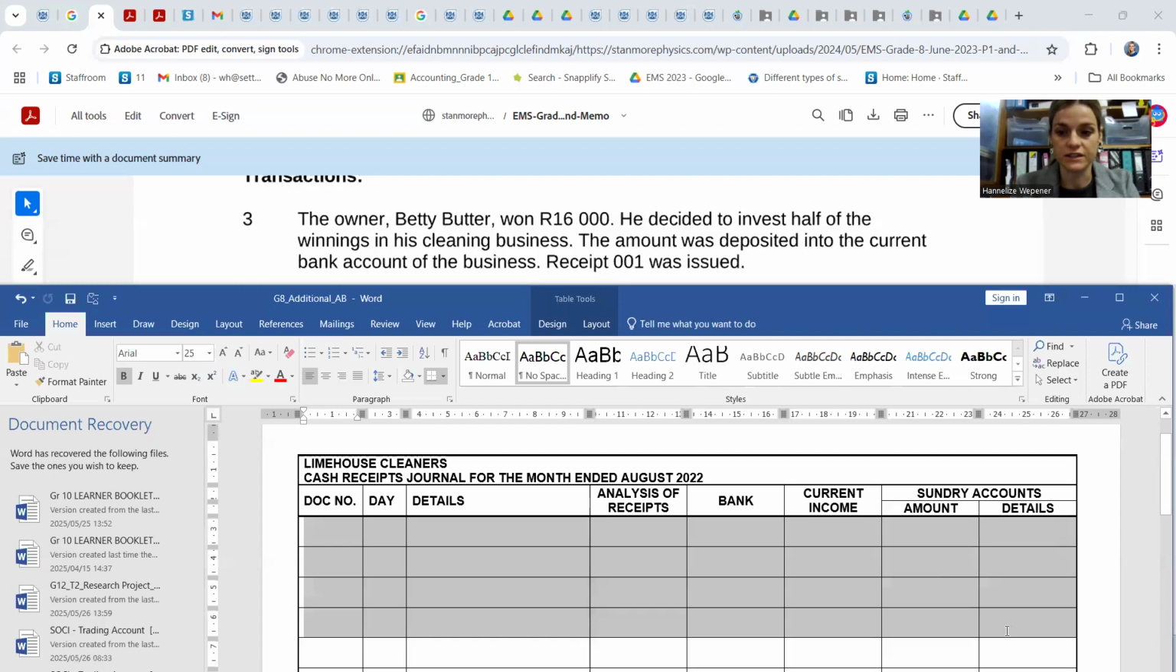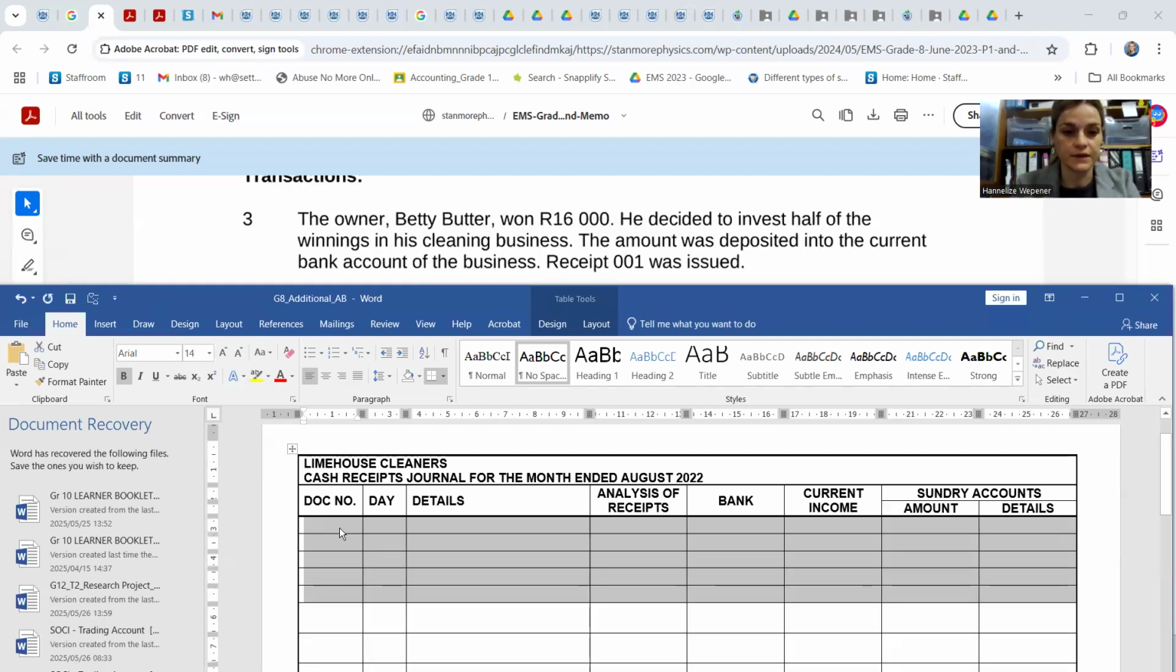Oh, this is very large. Let me just quickly do this. There we go. Okay, so this was receipt number 1. And we issued this receipt number 1 on the 3rd day of the month. You know, I prefer having my 0 in front of the 3. Then the details. Who did we receive this from? From Betty Butter. Interesting name.